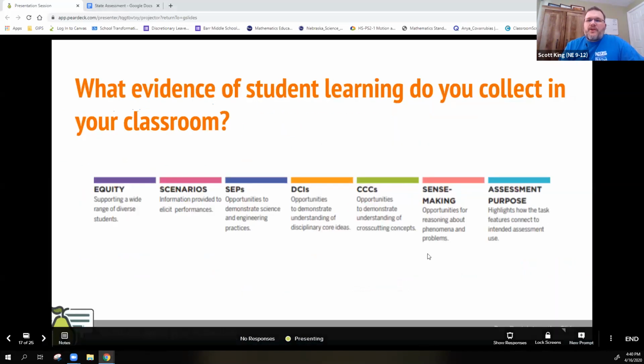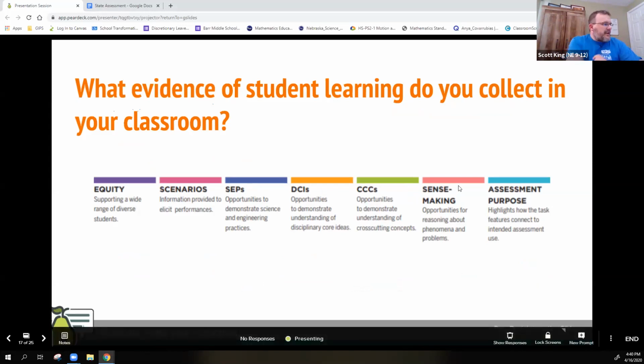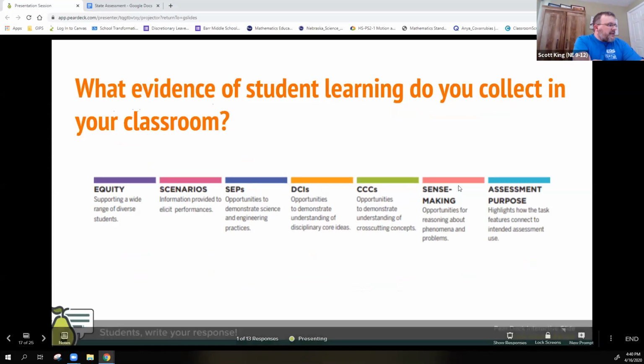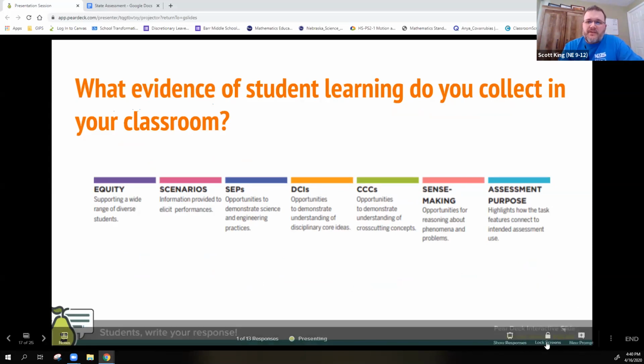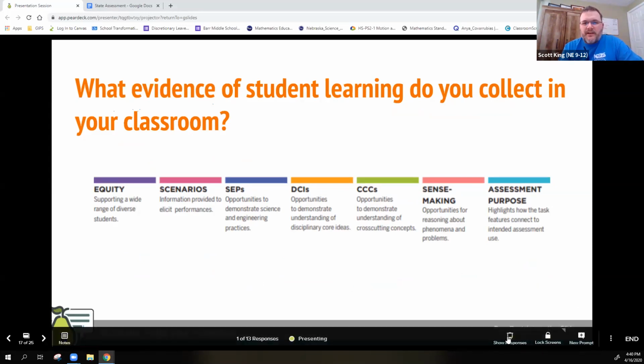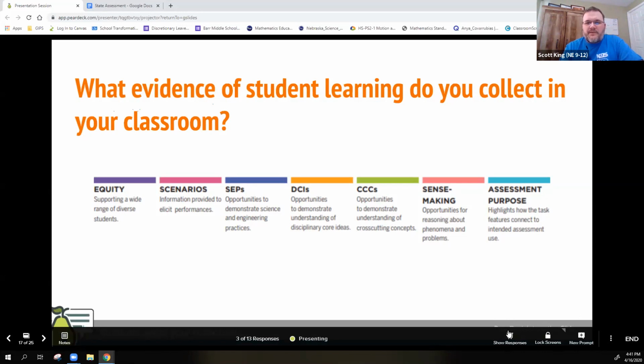And so what we want to know is, while we know that the state level and the district level do have holes, we want to know what's happening in your classroom. So what evidence of student learning do you collect in your own classrooms? What we want you guys to do is type up different types of assessments that you use every day in your room to collect evidence of learning for your students. You can look at all of these different parts of the equity, the scenarios, SEPs, DCIs, CCC, sense making, and assessment purpose as you think about what kind of assessments you use. Anya?